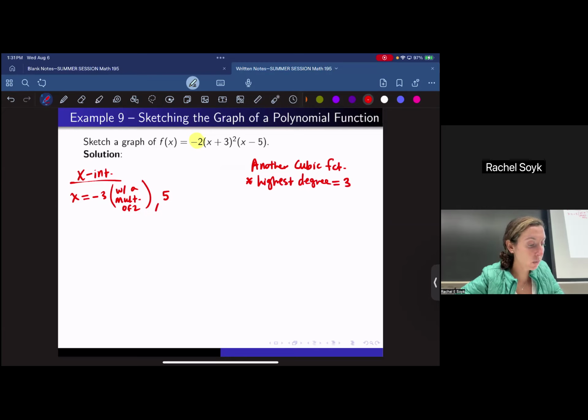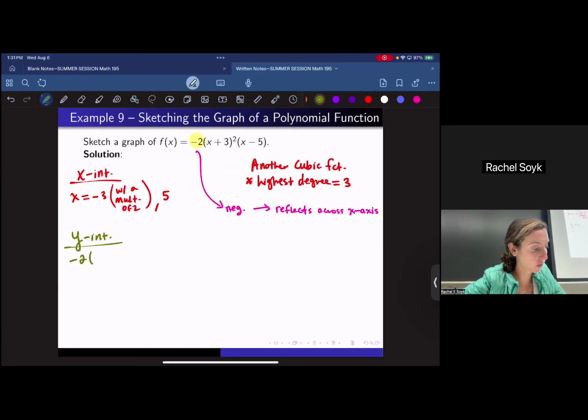And then we also want to make note that because this is negative, we have a reflection across the x-axis. Let's also put in our y-intercept. Wherever you see an x, put in 0. So we have -2 times 3 squared times -5. -2 times 9 times -5 gives you +90.